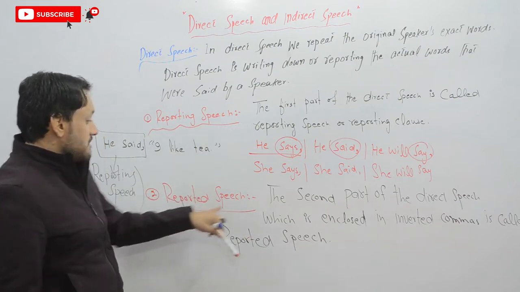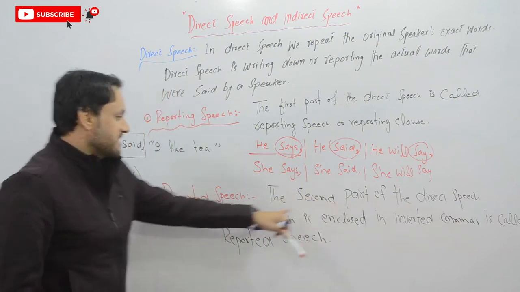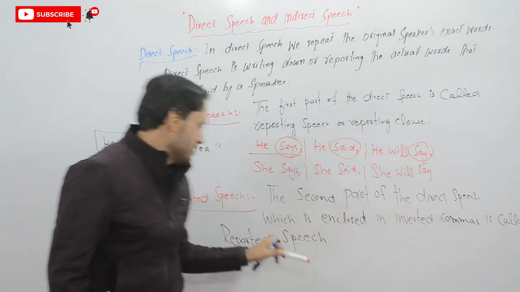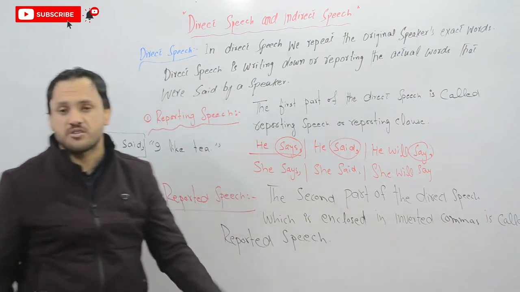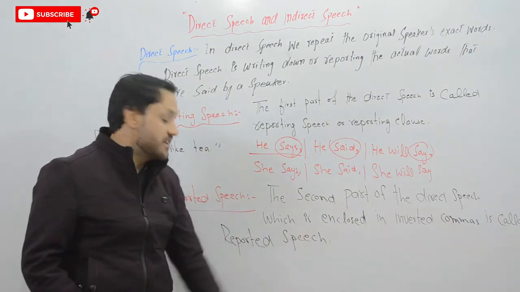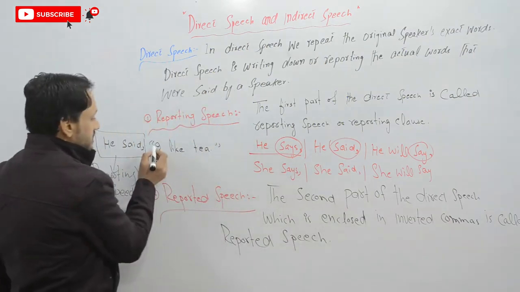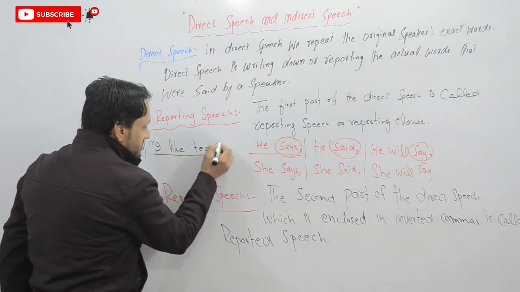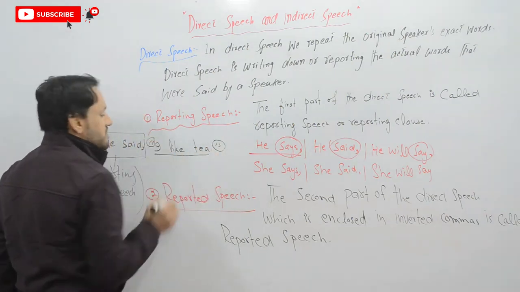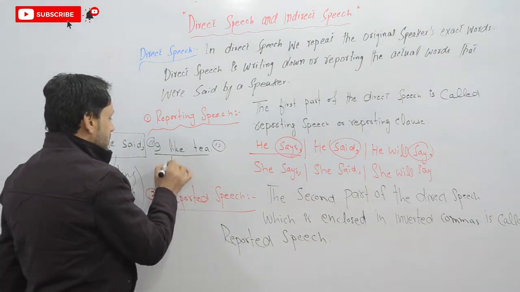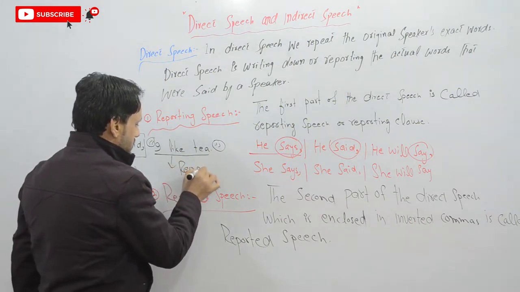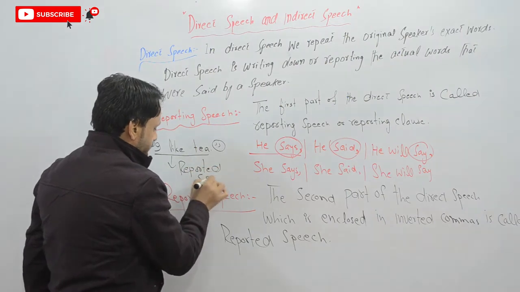Now what is reported speech? The second part of the direct speech, which is enclosed in inverted commas or quotation marks, is called reported speech. Now have a look at this. This part that is enclosed in quotation marks, this part of direct speech is called reported speech.